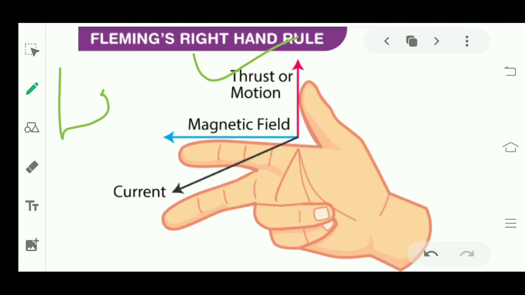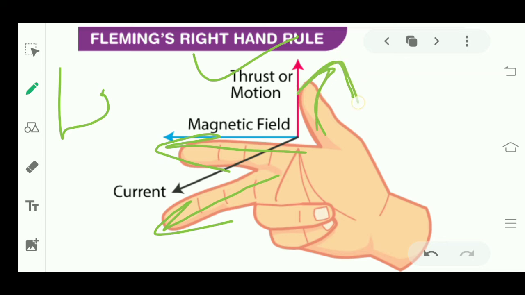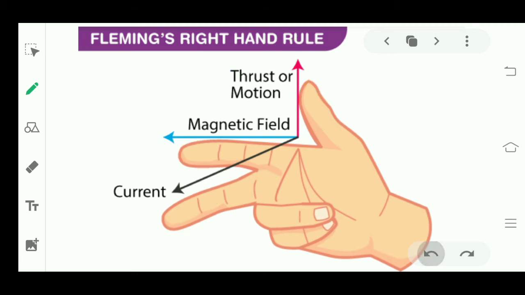These are the same. This finger shows the direction of current, the first finger shows the direction of magnetic field, and your thumb will show the direction of motion, in which direction the force is applied. So this is the same as the left hand rule, but the basic difference is the left hand rule is used in electric motors and the right hand rule we use in electric generators, right?